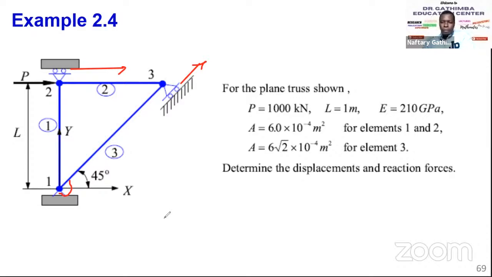So you are required to determine the displacement. You are given the load, P, you are given the length, L. You're not given any other length, so you need to use the geometry and these angles to be able to get the other lengths. You are given the area for element 1 and 2, and then you're not given for 3. So you determine the displacement and reaction forces.